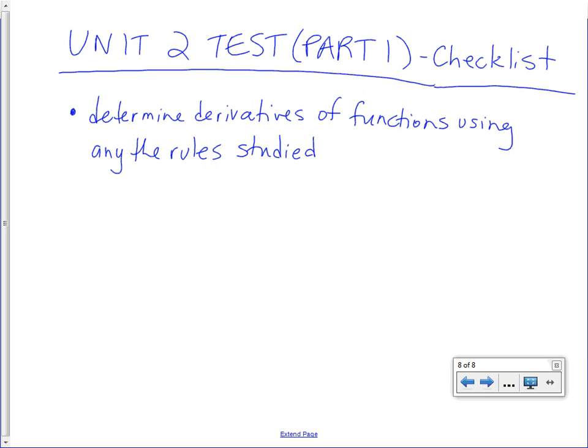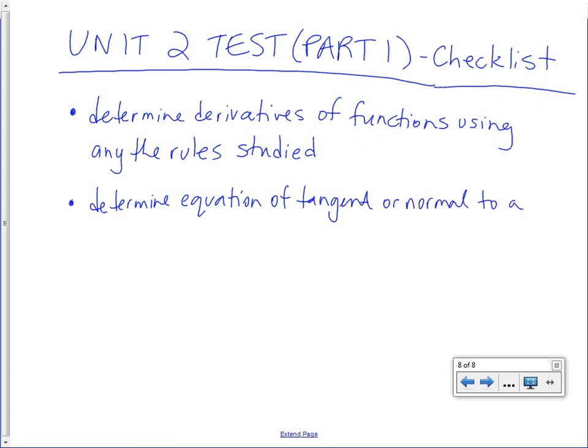Then we've got application. The types of application questions: determine the equation of a tangent or normal to a given function at a given location. Be prepared to do that 1 or 2 times.